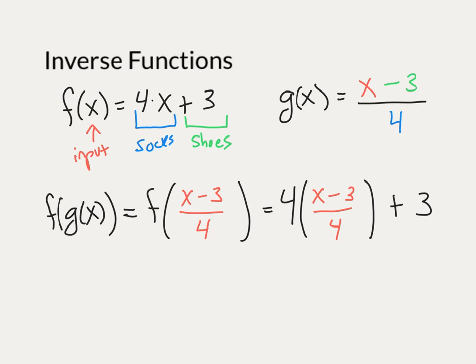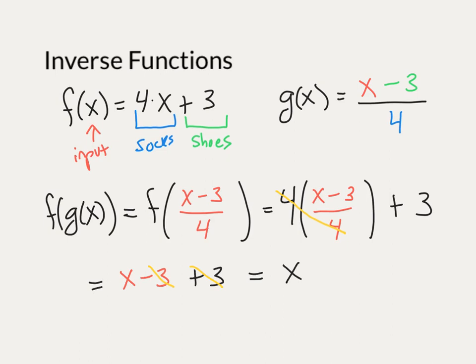So let's take one step and cancel these 4's here. What I'm left with is this x minus 3, which was from the inside, and the plus 3, which was on the outside. Now, subtracting 3 and adding 3, those undo each other, and so those go away. And what I'm left with is just an x.